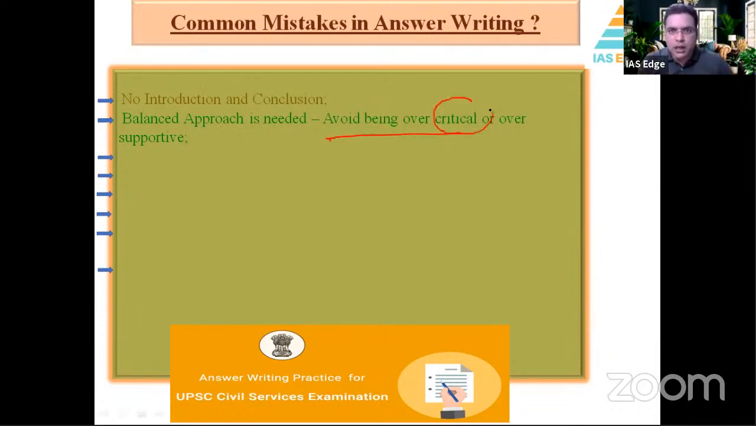Avoid being over critical and over supportive. Many times you criticize the government for not doing good work. Many times you are over critical and go very critical. Tomorrow you are going into administration, so you can't be over critical. You can criticize the government, but use the government's own data. Government will tell the facts. Don't be too supportive, don't be too pro-government either. Take a middle path. And remember, in administration we have to have a welfare orientation.